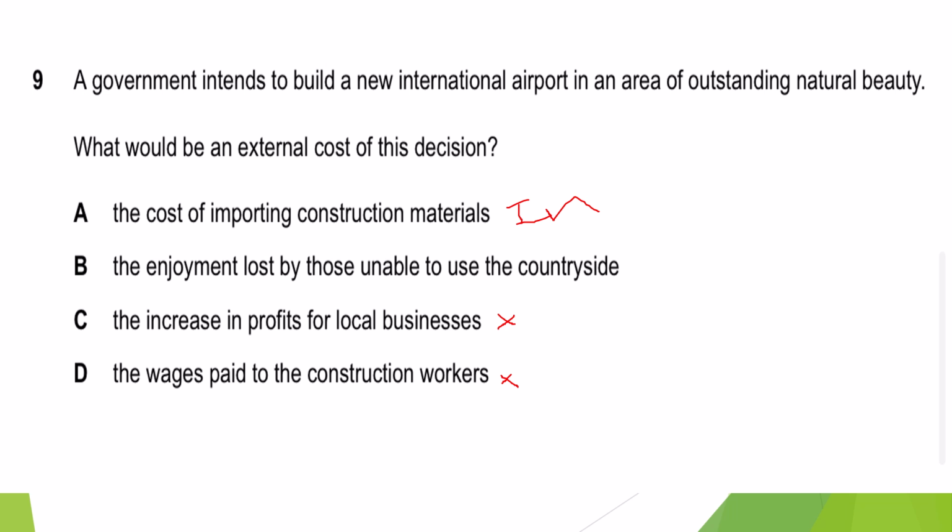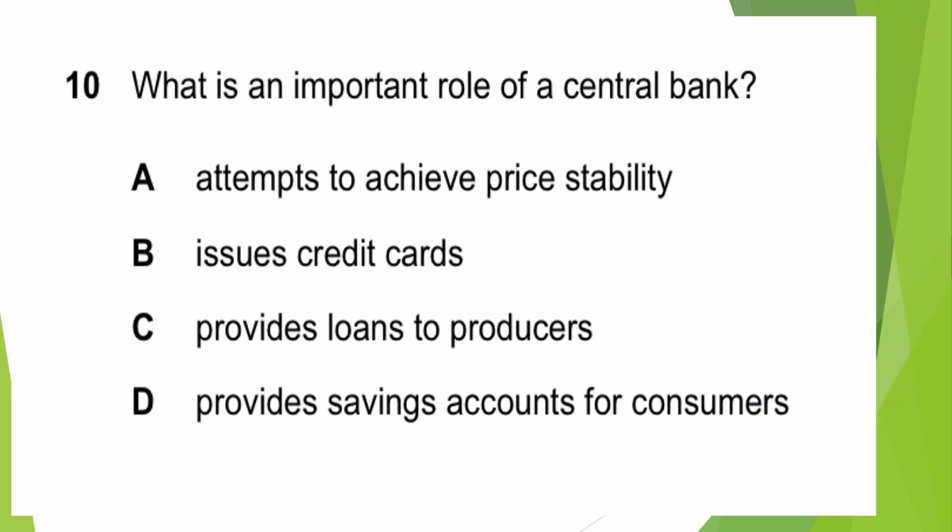The enjoyment lost by those unable to use the countryside, because they are asking about the external cost. External cost is what other people bear because of it. So the external cost is the enjoyment lost by those unable to use the countryside. So here B is the correct answer. Moving toward the 10th one, what is the important role of the central bank?